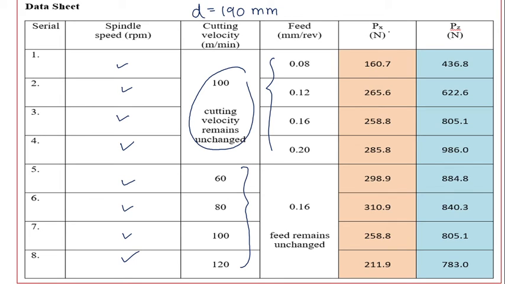And these are the forces which have been measured. The PX force, that is the feed force, and PZ force, that is the main cutting force, have been measured and listed. As you can see, this is the effect of feed. As you increase your feed, your forces are increasing, which is expected, because the chip load is increasing, so forces would also go up, which is pretty straightforward.